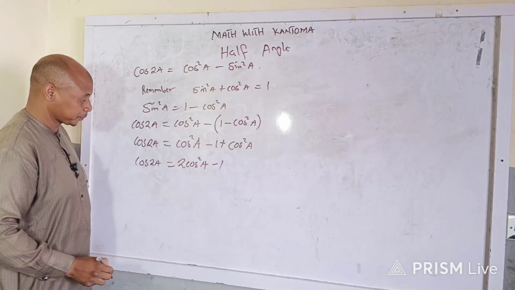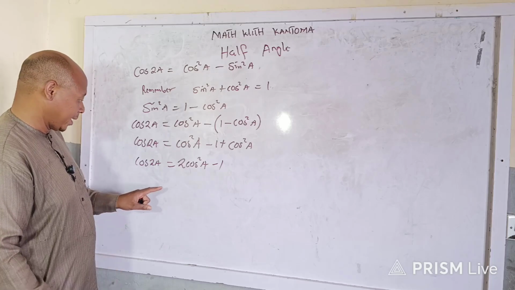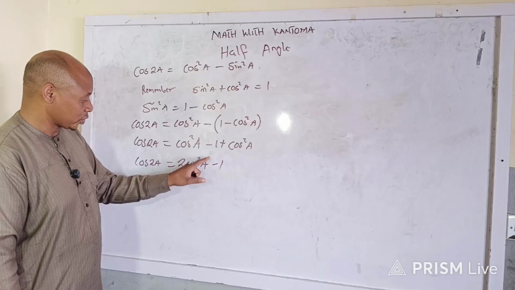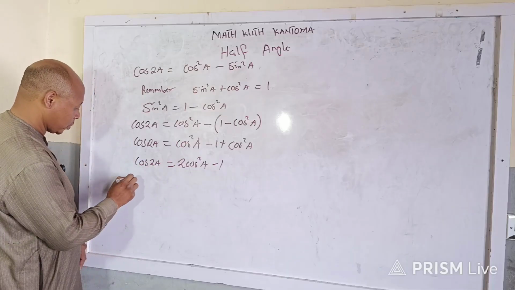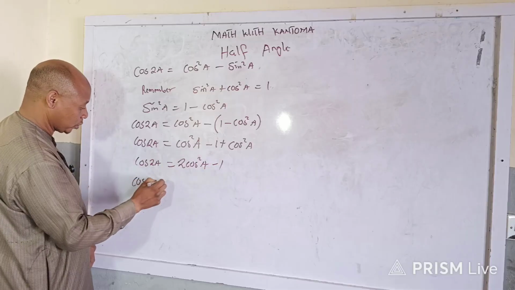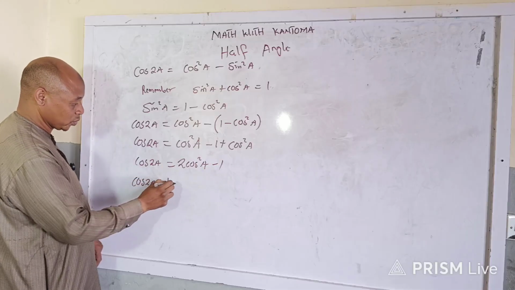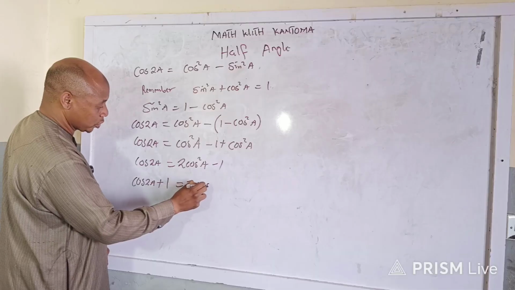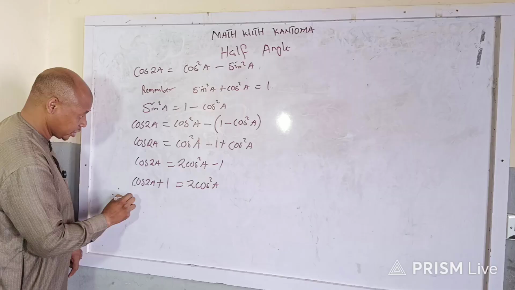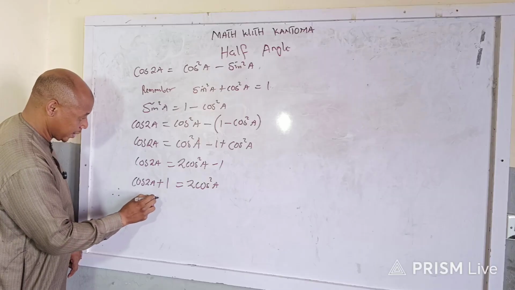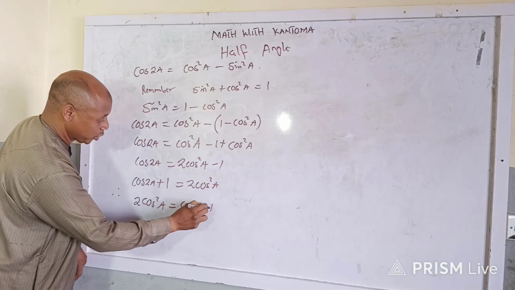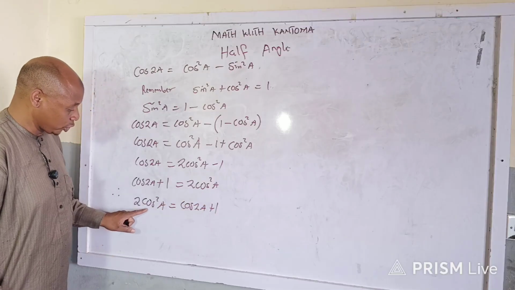Cos square a plus cos square a, I will have cos 2a now is equal to 2 cos square a minus 1. And again, I can make this the subject by taking this one across the equality. So I will say cos 2a, this is minus 1, when it crosses the equality it becomes plus 1, is equal to 2 cos square a. So therefore I can rearrange this by saying 2 cos square a is the same thing as cos 2a plus 1.